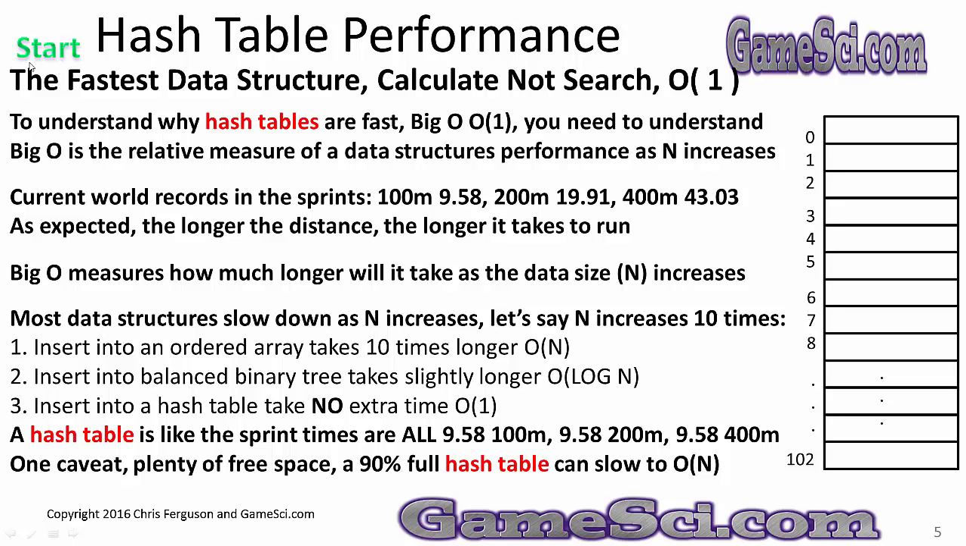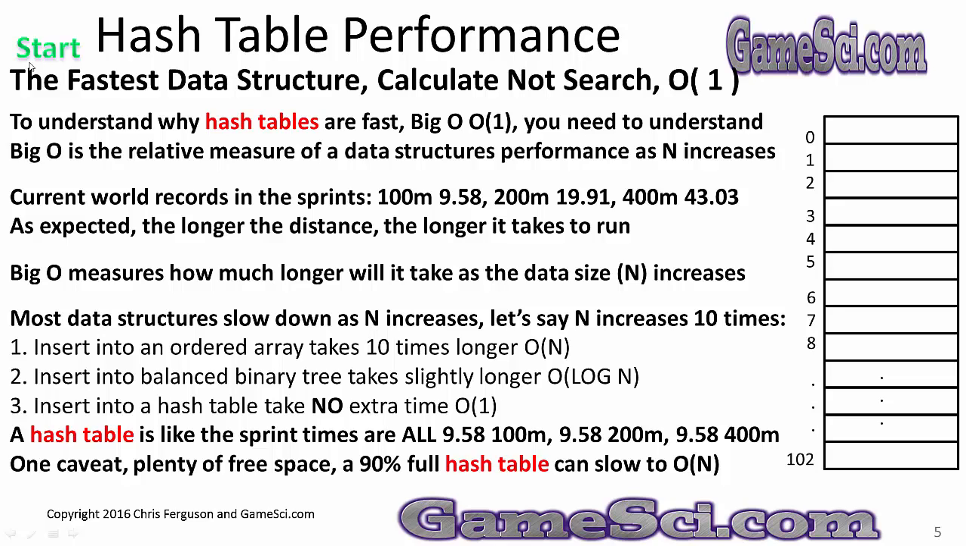As of the moment I am speaking right now, the current world records in the sprints are: 100 meters is 9.58 seconds, 200 meters is 19.91 seconds, and 400 meters is 43.03 seconds. As expected, the longer the distance, the longer it takes to run. You double the distance, you would expect it to take at least twice as long to run that amount.